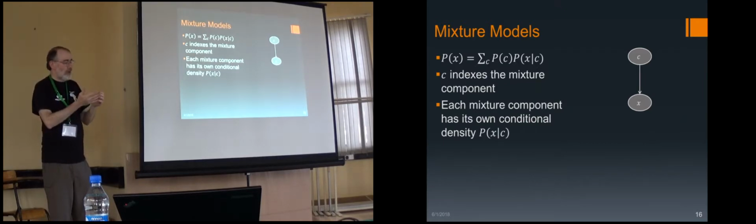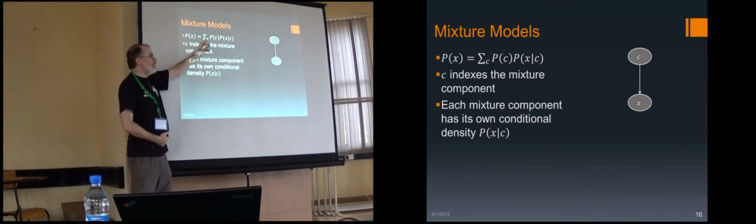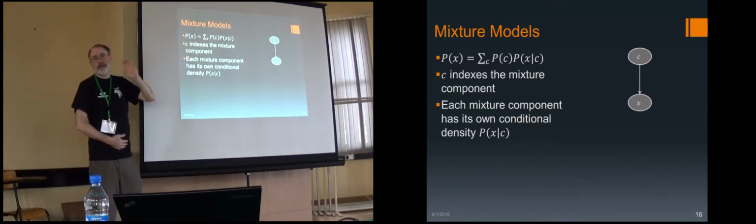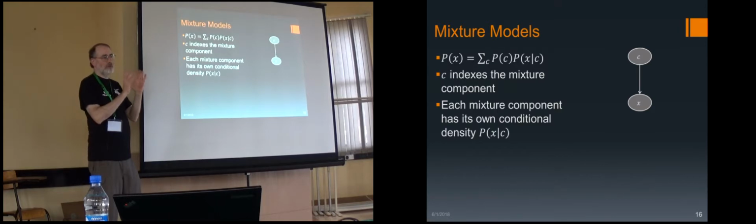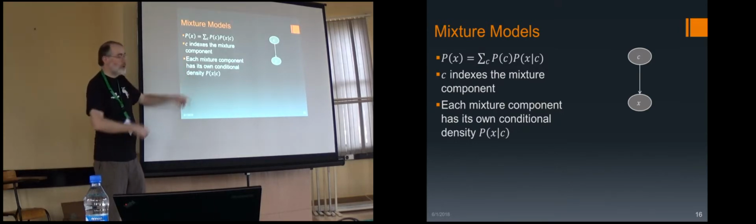So in a mixture model, it's still in some sense a parametric model. We have to choose the number of clusters K. If we fix that, then technically speaking, it's a parametric model, because parametric models always have a number of parameters of fixed dimensionality. So each mixture component then has its own conditional density.